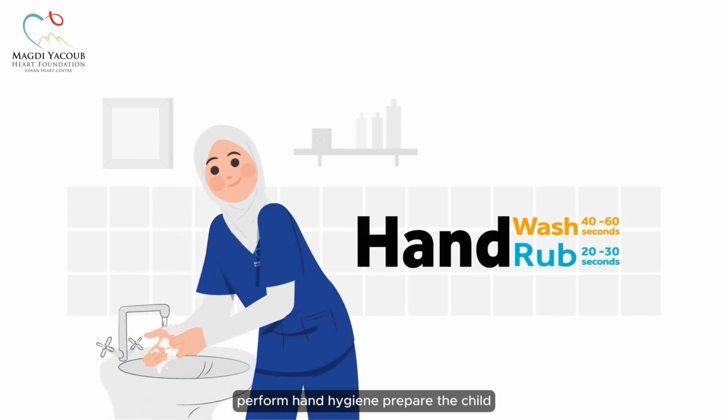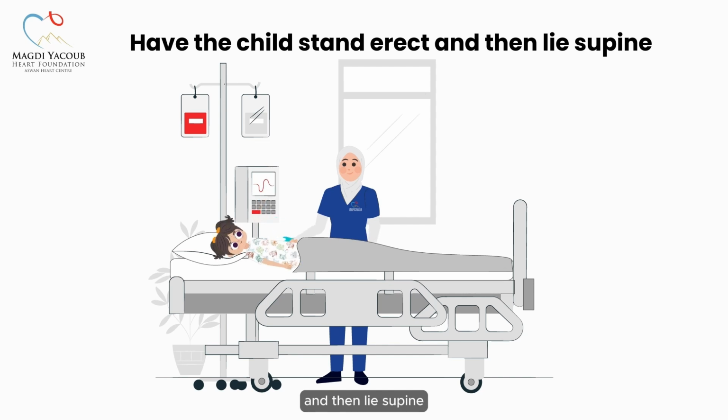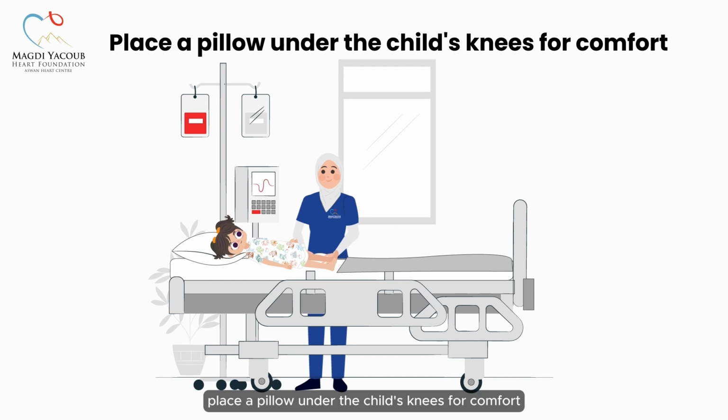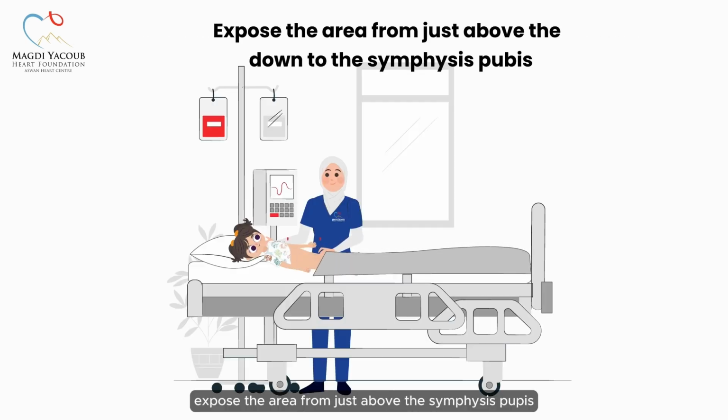Perform hand hygiene. Prepare the child. Have the child stand erect and then lie supine during the inspection of the abdominal surface. Place a pillow under the child's knees for comfort if needed. Expose the area from just above the xiphoid process down to the symphysis pubis.